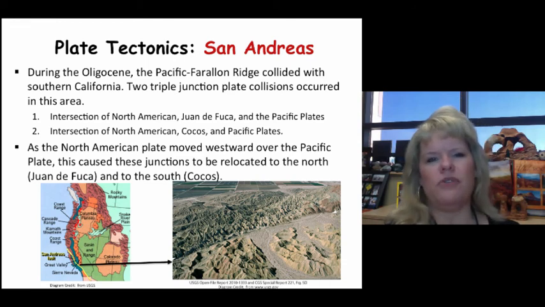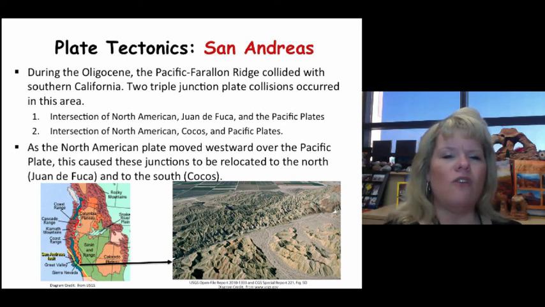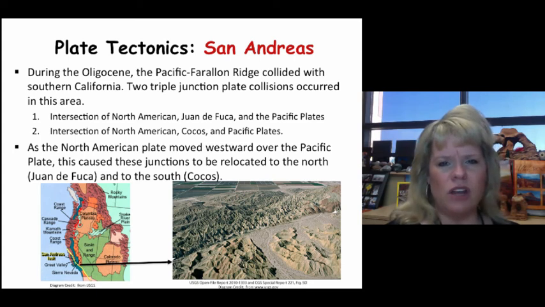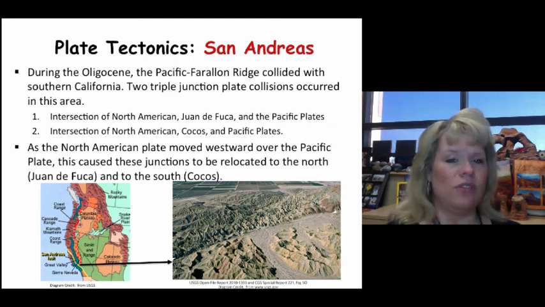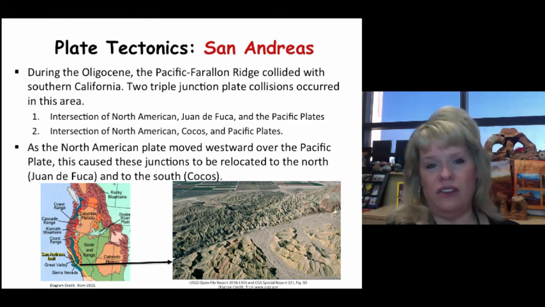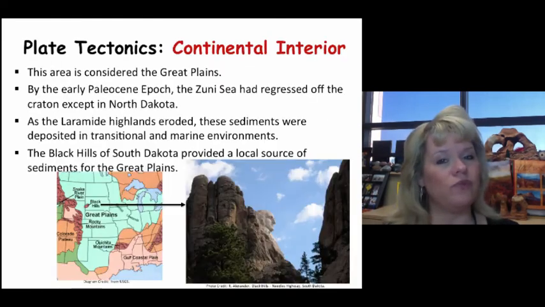To be clear, both of these plates are leftovers from the Farallon. So as the North American plate moved across westward, and that's how we're moving today in a northwesterly manner, over the Pacific plate, these caused these triple junctions to be relocated. And as they're relocated, this caused the Pacific plate to simply drag against the North American plate. So now we have a transform plate boundary at the San Andreas and not a subduction zone.